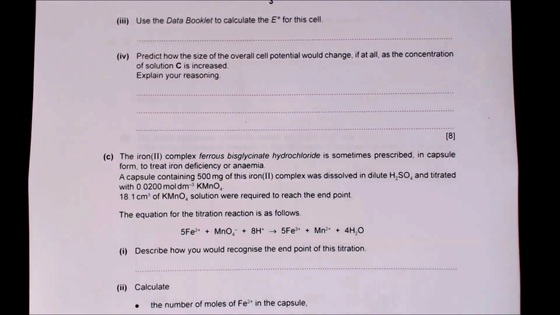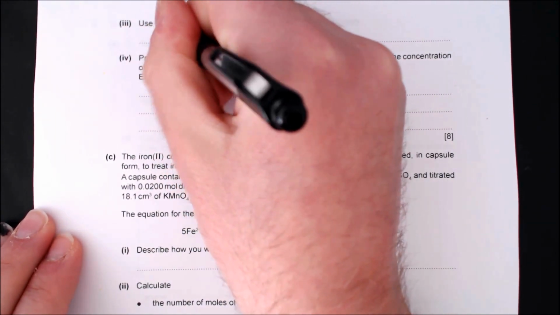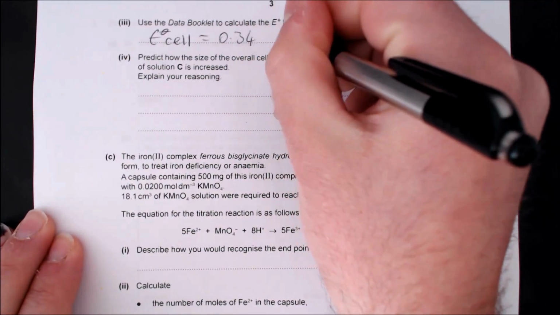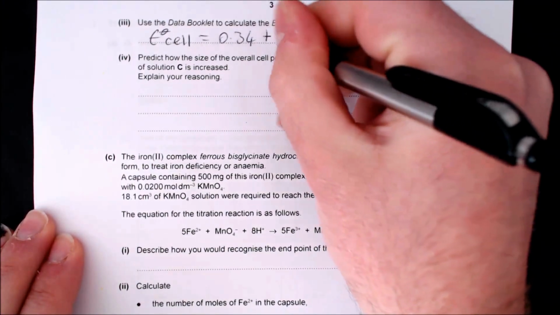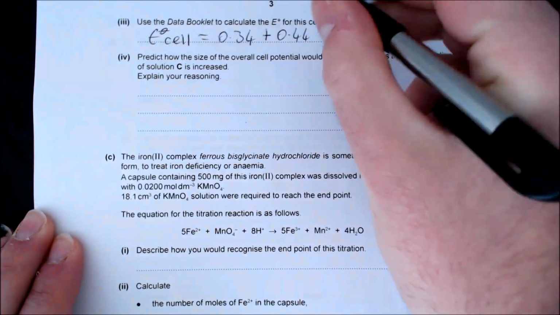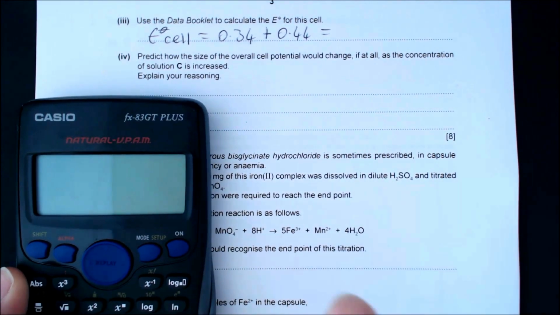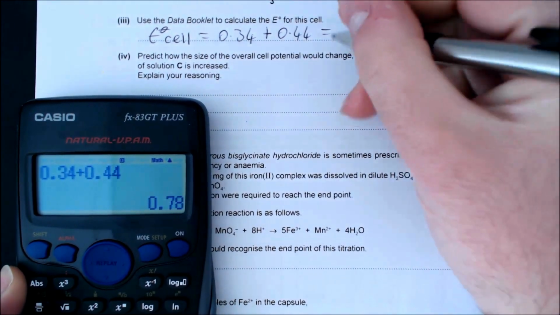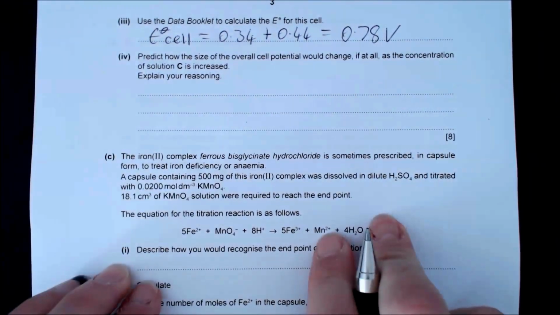Right, so the E naught of our cell, there's our data book that we use. I'm just going to put that there. E naught of the cell equals 0.34, and that could be minus minus, which effectively turns it into a plus 0.44, because remember that was minus 0.44 on there, and that would equal, let's just bring that in there. Okay, so we've got 0.34 plus 0.44, and we should get 0.78, and obviously that's going to be in volts. Okay, so that's the E naught of our cell.